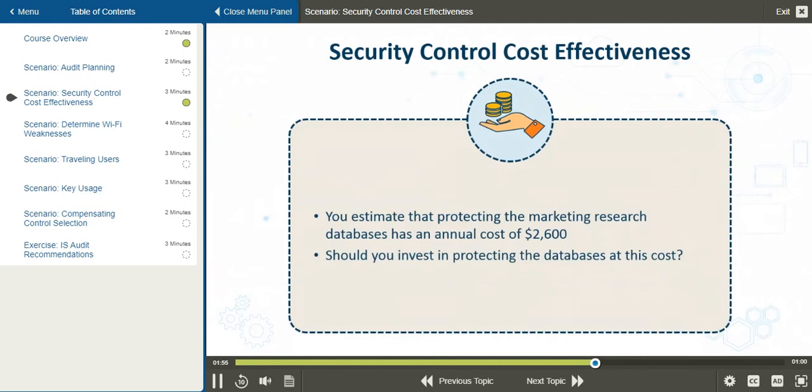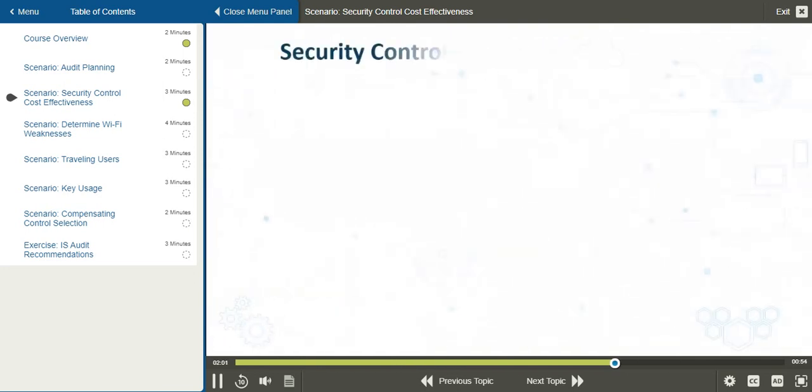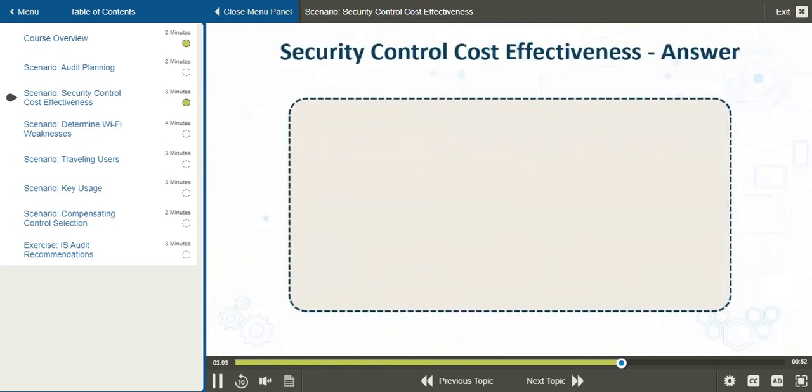So the question becomes, should our client invest in protecting the databases at this cost? Well, the answer lies in mathematics. In this case, the answer is yes. Investing in protecting the databases at an annual cost of $2,600 is worth it. But how do we know that? How can we back up that assertion?